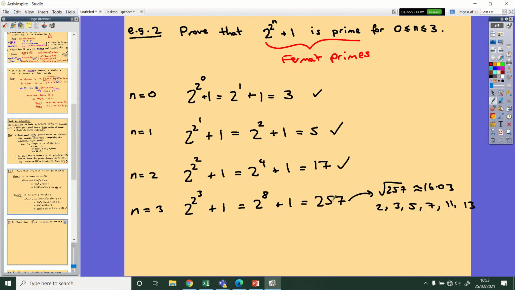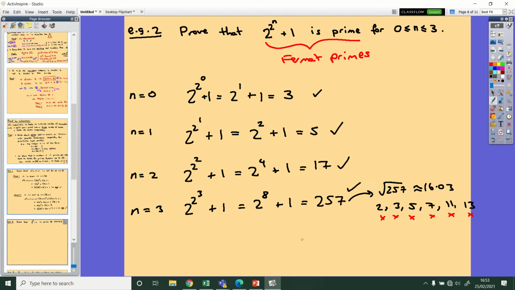Okay, so clearly it doesn't divide by 2. If I add the digits, that's going to be 14, so that doesn't divide by 3. It doesn't divide by 5, it ends in a 7. I can check on my calculator if it divides by any of these, and it won't, just to save a bit of time. So if these have all failed, then 257 is a prime.